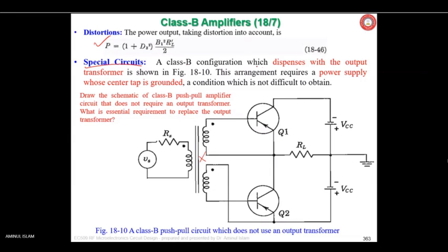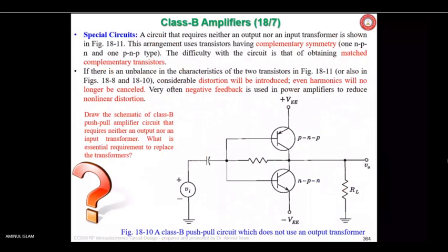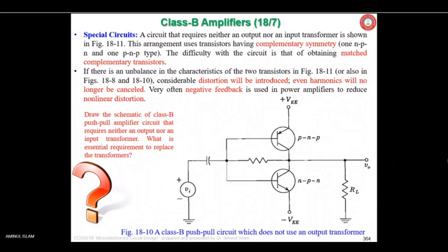A class B configuration which dispenses with, I mean does not use, the output transformer is shown here. This arrangement requires a power supply whose center tap is grounded. The center tap has to be grounded. The power supply is such that its center point is grounded, as shown here. This is the condition to replace an output transformer.